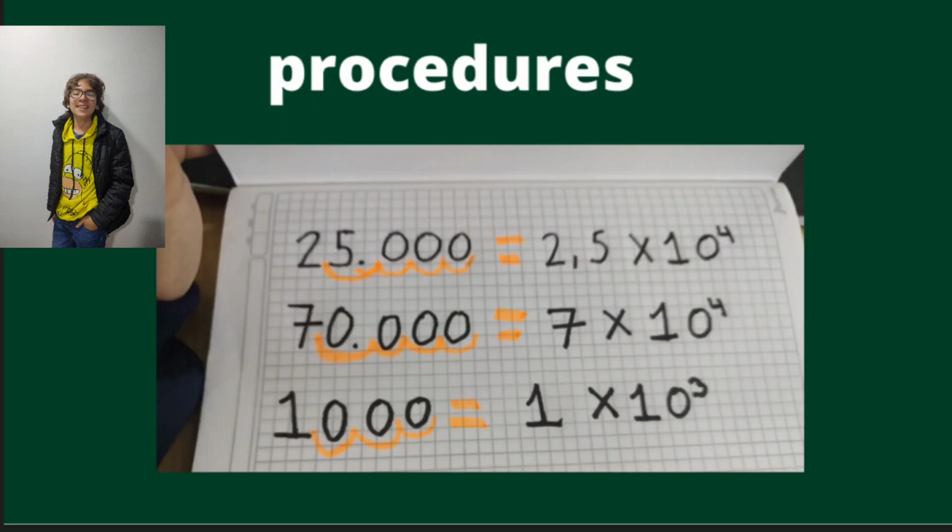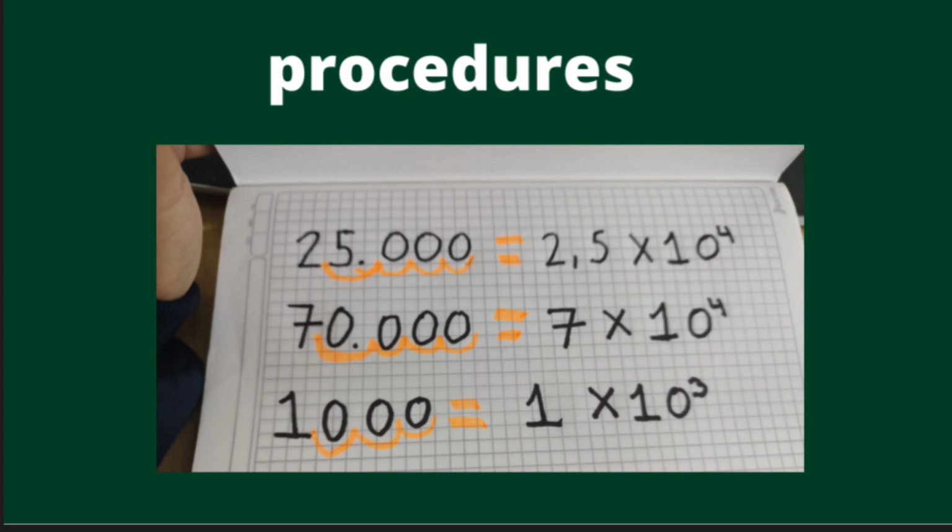In the next image you will see the process. First we have 25,000. You have to move the comma and count the zeros. So the first is 2.5 multiplied by 10 to the 4. There are four numbers behind the 2, and the comma goes to 2.5.